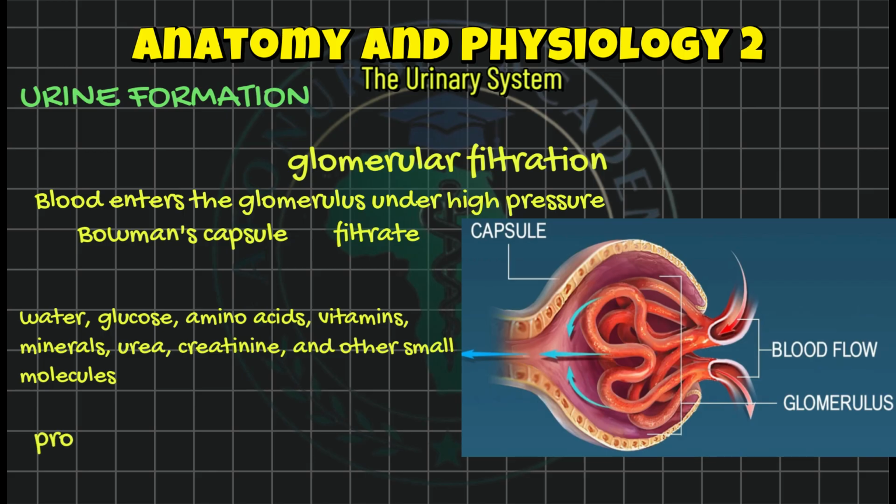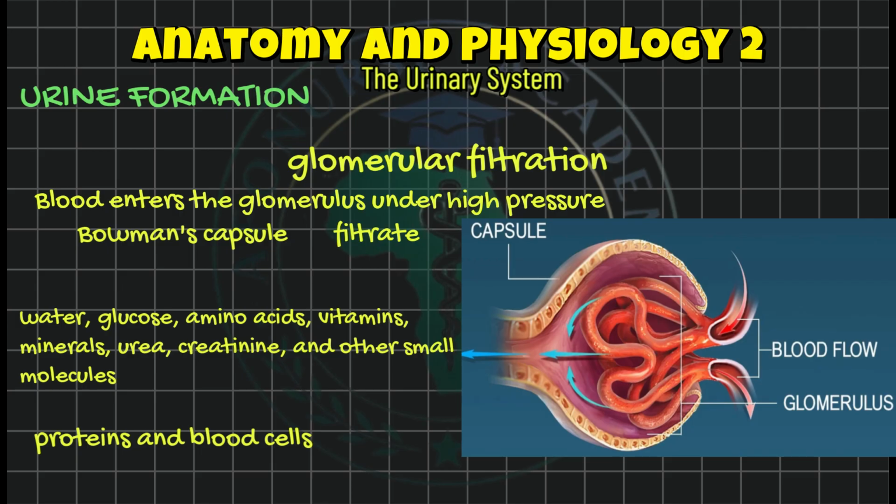Large molecules like proteins and blood cells are too big to pass through the filtration membrane, so they stay in the blood. This is important because if you find protein or blood cells in someone's urine, it's a sign that something is wrong with their kidneys, specifically with the filtration membrane.